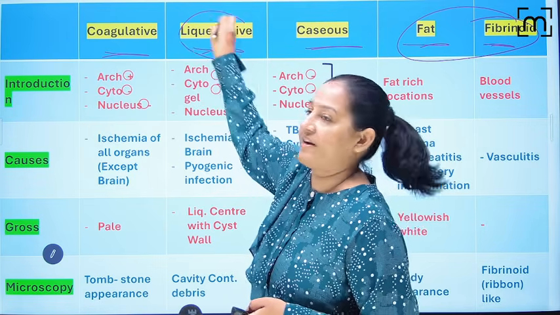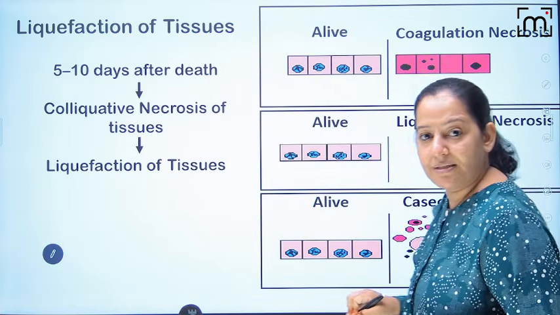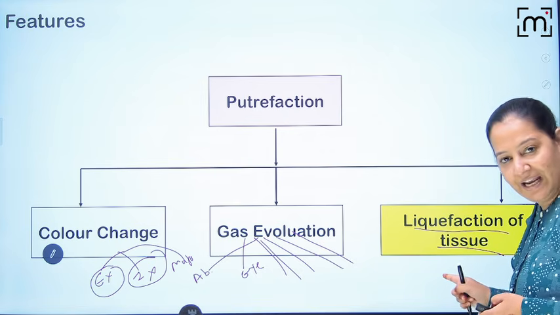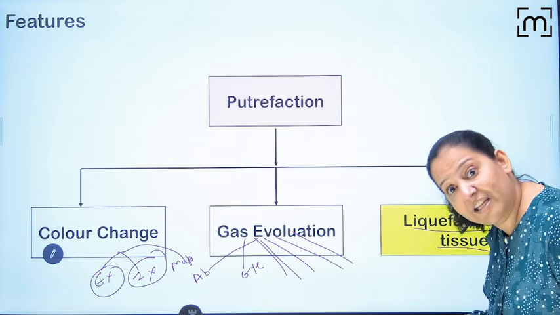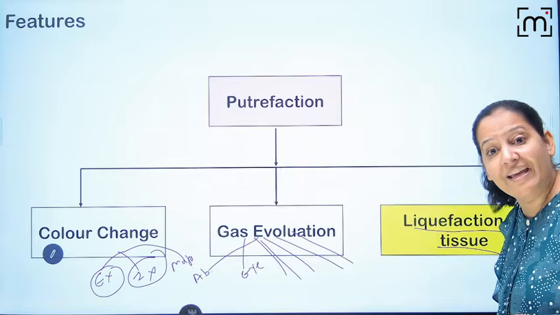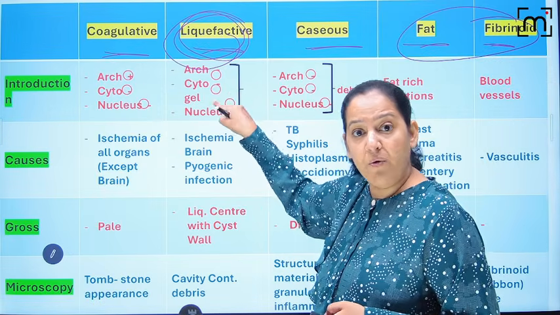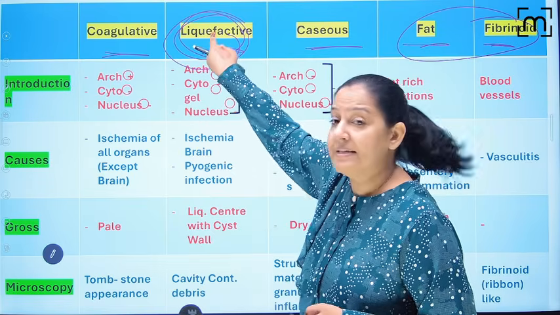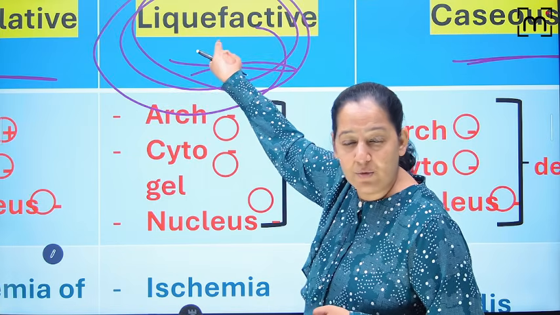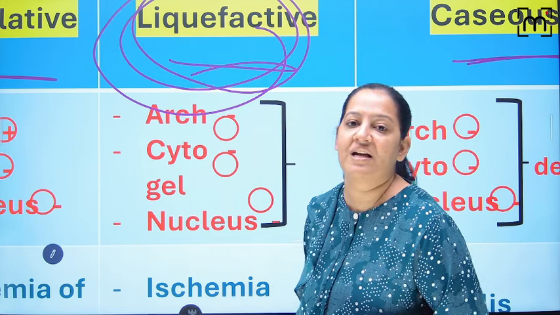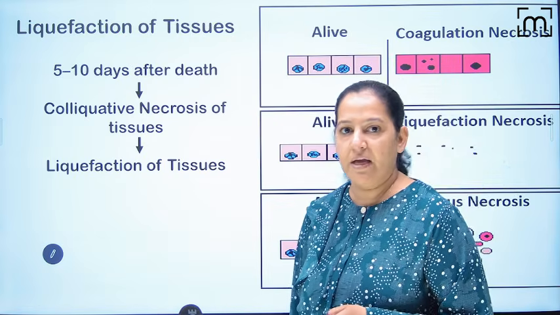Currently, I am interested in liquefactive necrosis. Liquefactive necrosis in the dead body leads to liquefaction of the tissue. So basically, liquefaction of the tissue is due to liquefactive necrosis, also known as colliquative necrosis. Coagulative necrosis is the first, second is liquefactive, also known as colliquative necrosis. This second one is responsible for the third feature of putrefaction, that is liquefaction of the dead body.